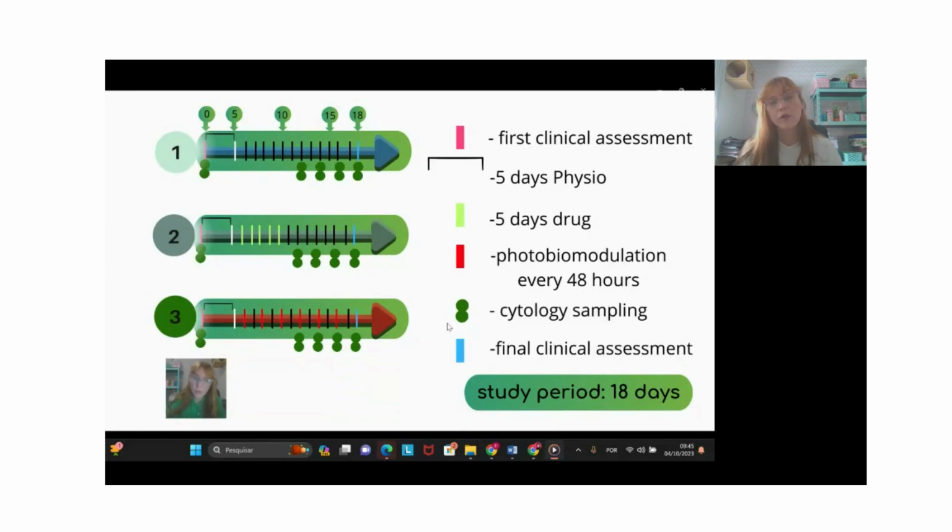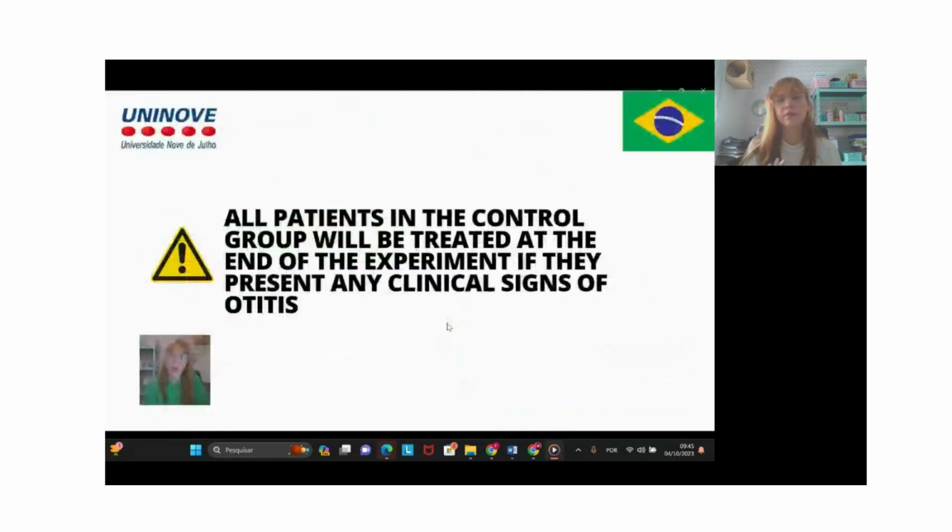Cytology samples will be collected on days 1, 12, 14, 16, and 18. All animals will be submitted to clinical assessment on day 18. All patients in the control group will be treated at the end of the experiment if they present any clinical signs of otitis.